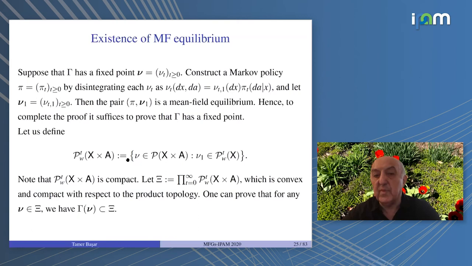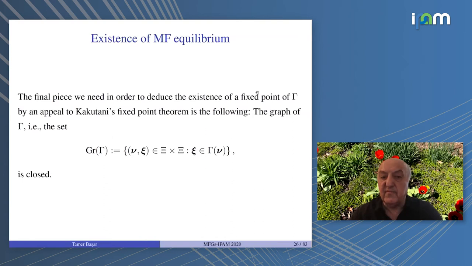Okay, so the first component of nu and then pi is a mean field equilibrium. This involves a disintegration of nu into a product between the measure on x as well as a policy, which is a mixed policy given x. And then the final piece, for existence of a fixed point, is to go to Kakutani's fixed point theorem. Okay, so that shows the mean field equilibrium.